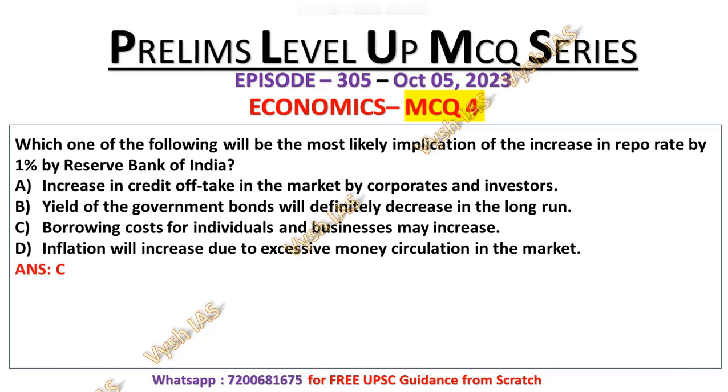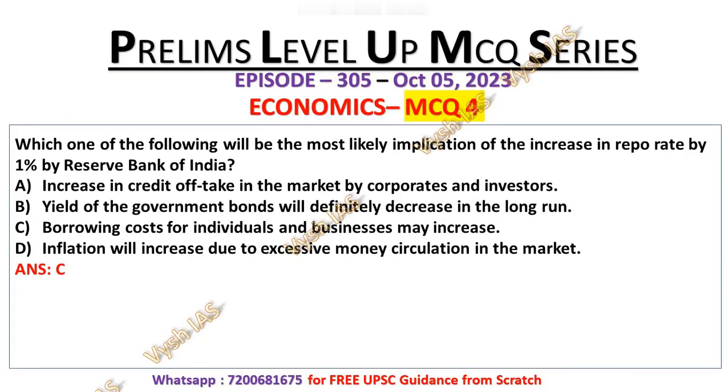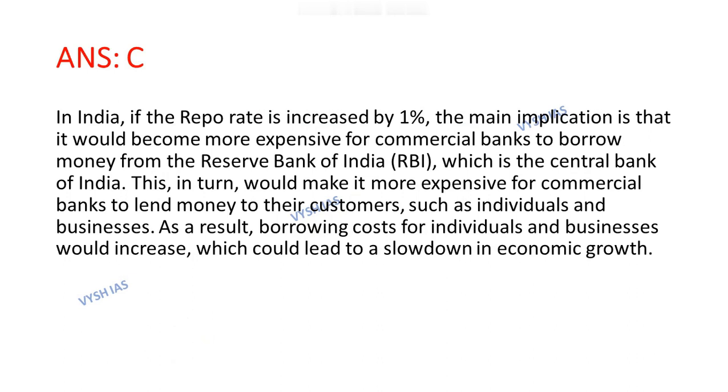So its correct answer will be option number C, that is borrowing cost for individuals and business may increase. Now let's look at the explanation. In India, if the repo rate is increased by 1%, the main implication is that it would become more expensive for commercial bank to borrow money from RBI, which is the Central Bank of India. This in turn would make it more expensive for commercial banks to lend money to their customer, such as individuals and businesses, which is already mentioned in the option number C. As a result, borrowing cost for individual and business would increase, which would lead to a slowdown in economic growth.